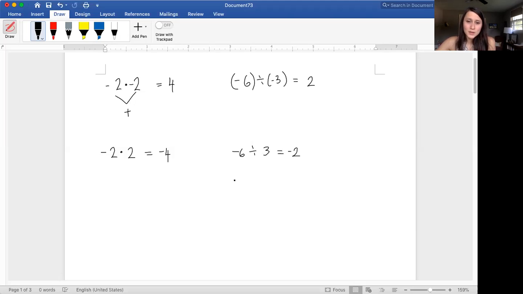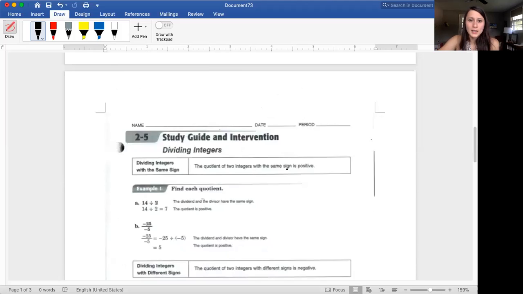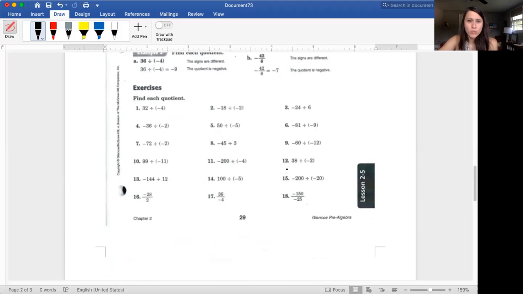Now, sometimes with division, we write it as a fraction. Remember, we talked about that in the past. So we could also look at this as -6 divided by 3, and that would be -2. Or up here, we could look at this as -6 over -3, and see how there's two negatives here? They pair up and make a positive, so my answer is positive. All right, so let's take a look at your study guide and we'll do some practices here.